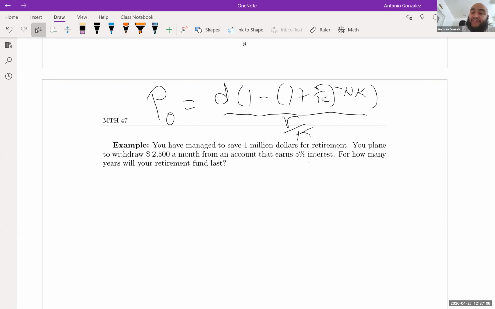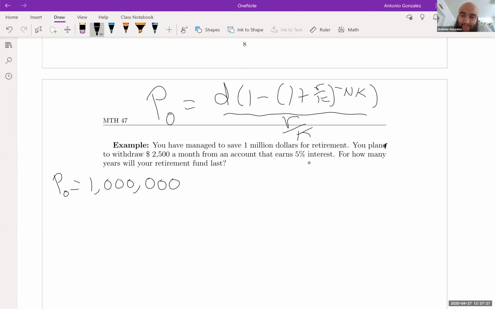So it says you have managed to save $1 million for retirement, right? So you have, okay, that is how much I start off with. I've retired, I've worked very hard for my money, and I have $1 million to last me into my retirement.